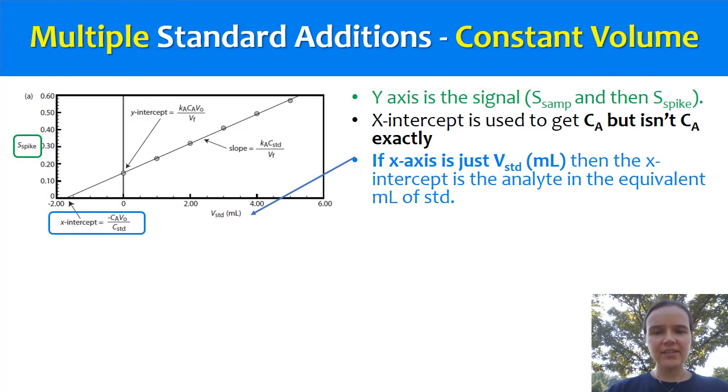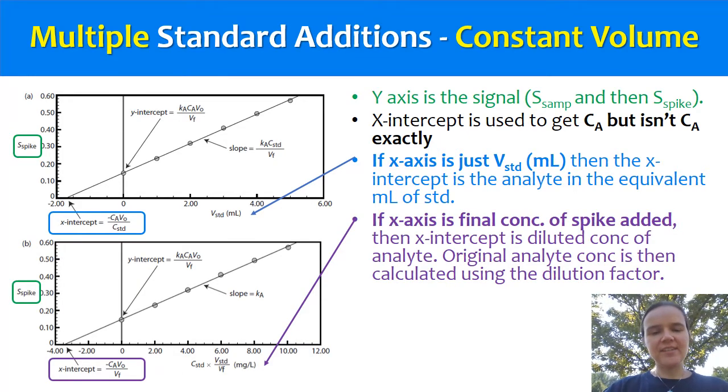And there's two things here. The first option is that your x-axis is plotted as the volume of standard that you added. In that case, the x-intercept, which is here roughly minus 1.7, is saying the amount of analyte in your original sample is equivalent to the amount of analyte in 1.7 milliliters of standard. And so now you have to use M1V1 equals M2V2 to set up that proportion and solve it as is described in the blue box.